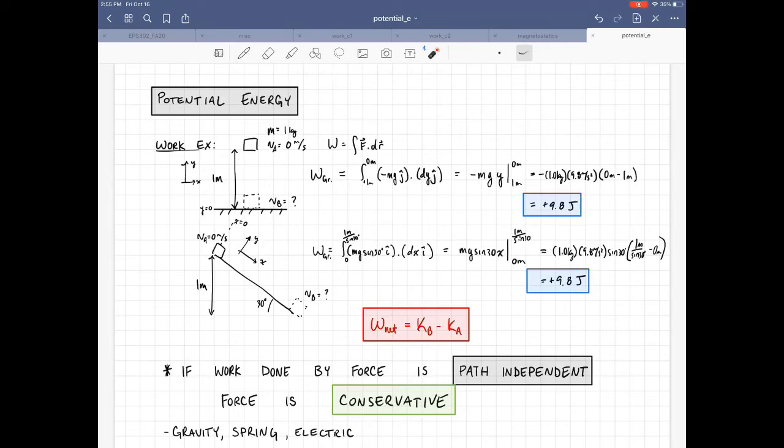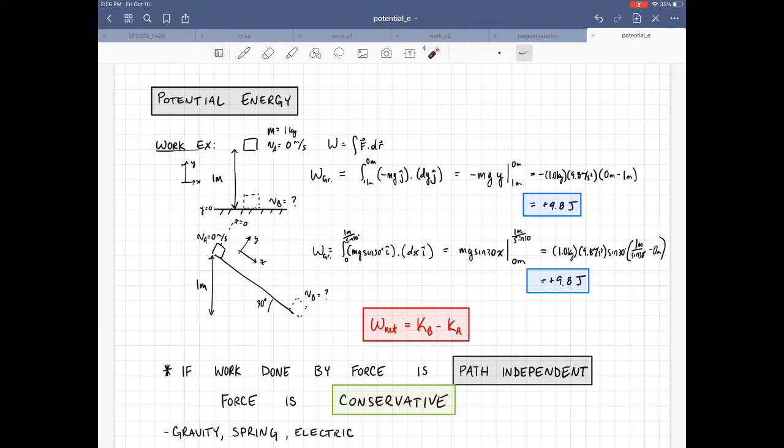All right, now that we have introduced the idea of energy and the concept of work, we are going to today think about and discuss a new type of energy, a new form of energy called potential energy. And we're going to see how that's connected to the work that particular forces do on an object. So I'm going to start with a work example.